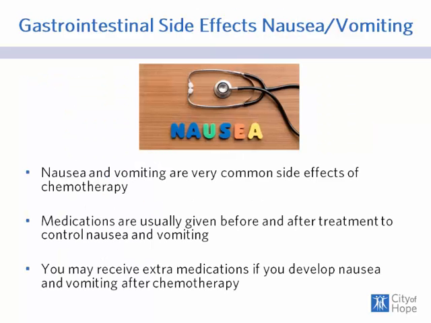Gastrointestinal side effects, nausea and vomiting. Nausea and vomiting are common side effects of chemotherapy, but in most cases, it can be controlled with medication and does not occur with every person or with every treatment. Medications are usually given before and after treatment to control nausea and vomiting.